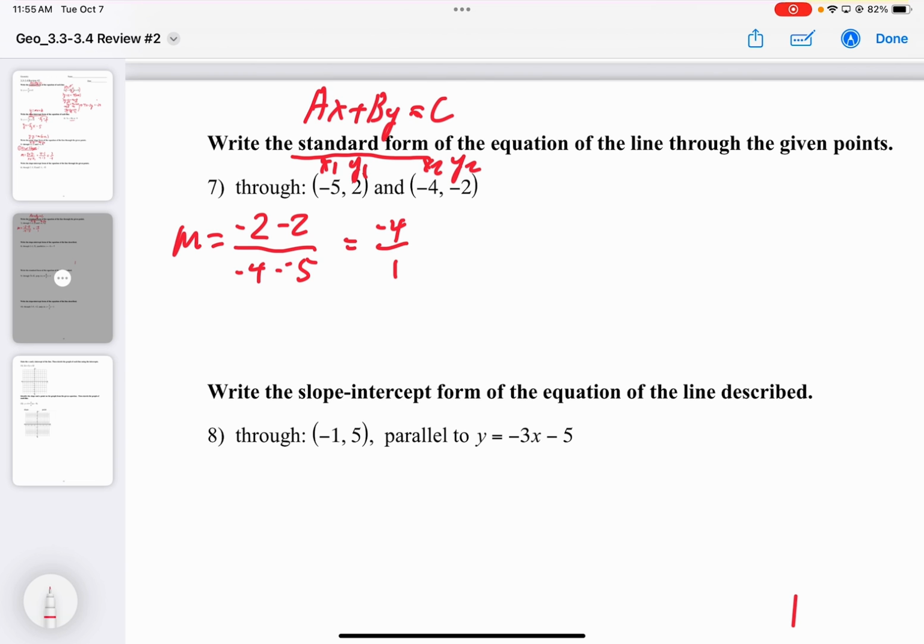I want to get the standard form, ax plus by equals c. I just found my slope. Plug it into point slope form. So y minus y1 equals m times x minus x1. Good, Jillian. Okay, so then what point do you want to use? I'll let you pick, Jillian. Negative 5, 2, or negative 4, negative 2? Negative 5. Done. So y minus 2 equals m, which is negative 4, times x minus negative 5.